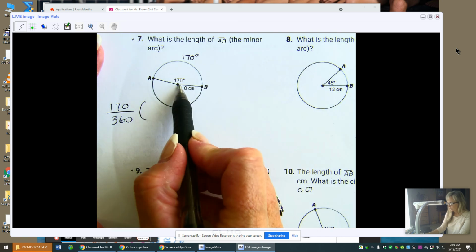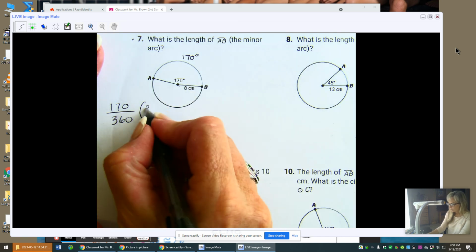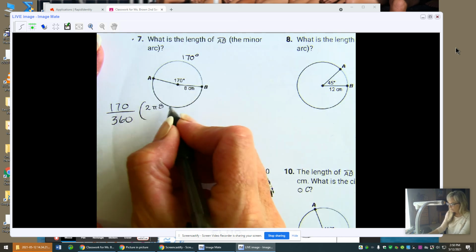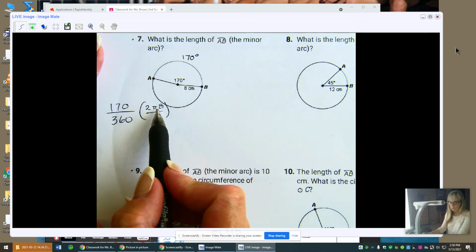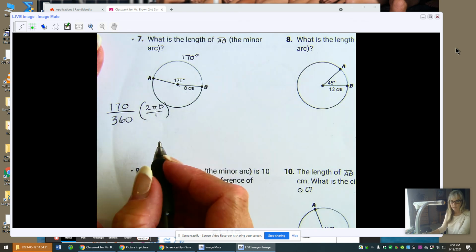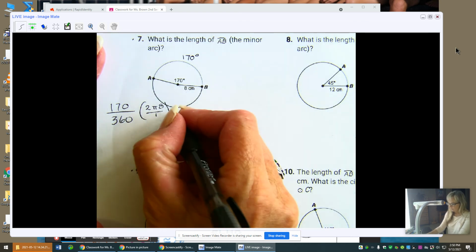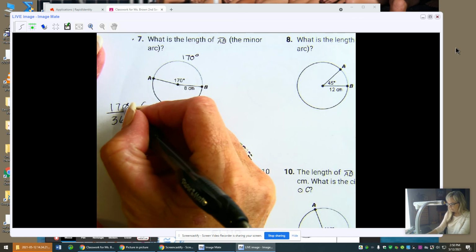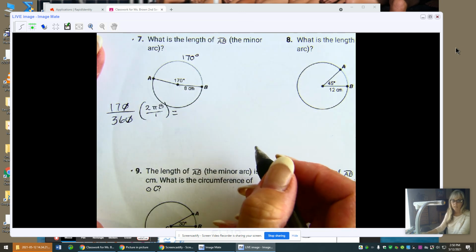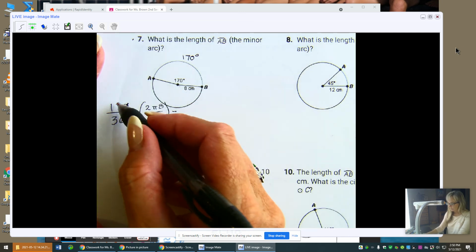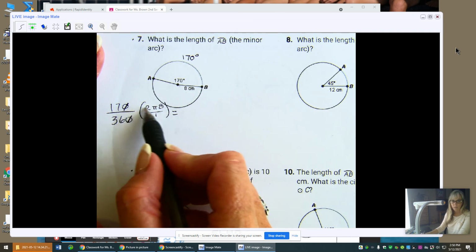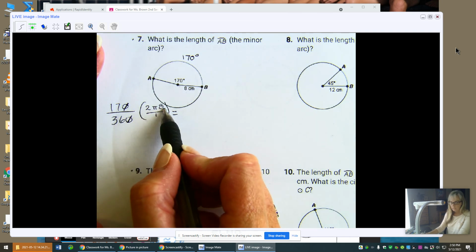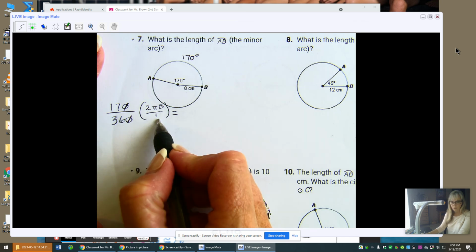Well, the circumference is 2 pi r. So 2 pi r. I'm going to put that over 1 just because this one's a fraction. We could make that one a fraction to make it a little easier. And then we'll just start simplifying. I'm going to, again, reduce this by 10, divide by 10. That's not going to reduce anymore. But over here, I can reduce anything. This whole thing here is the numerator. It's 17 times 2 times pi times 8. And the denominator is 36 times 1.